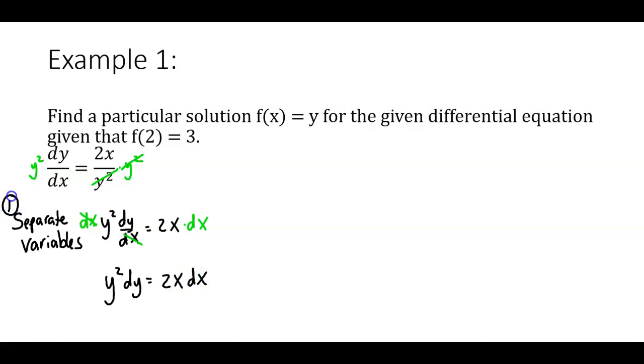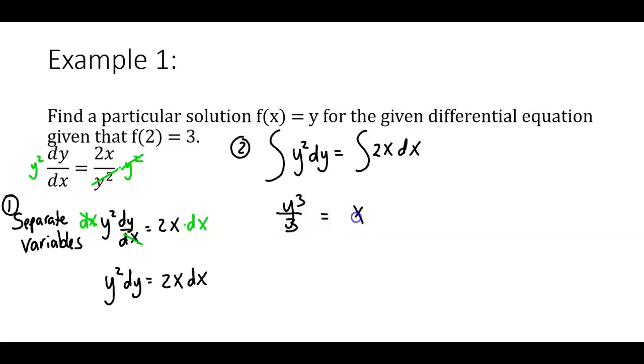All right, let's do step 2, which is where we integrate both sides. Okay, so integrating the left side, we end up with y cubed over 3. And integrating the right side, we get x squared, and we only need a plus c on one side, and I usually just put it on the side that has the x on it. And so that's step 2, which is to integrate both sides.